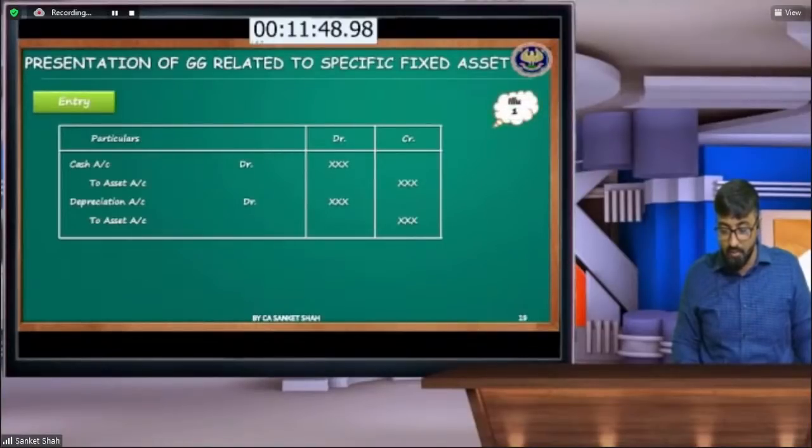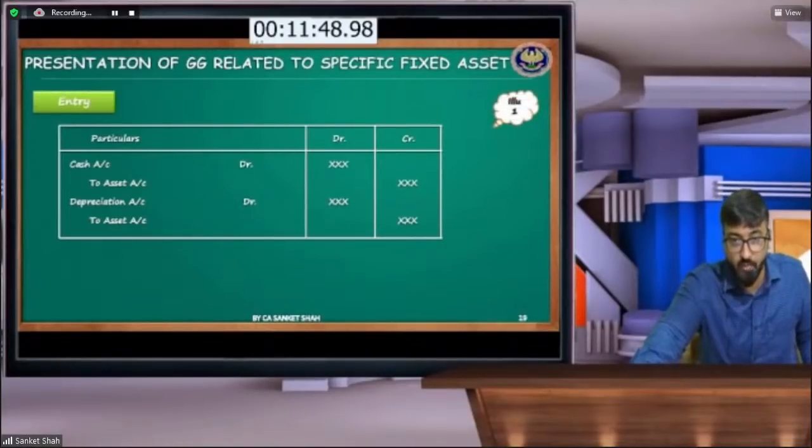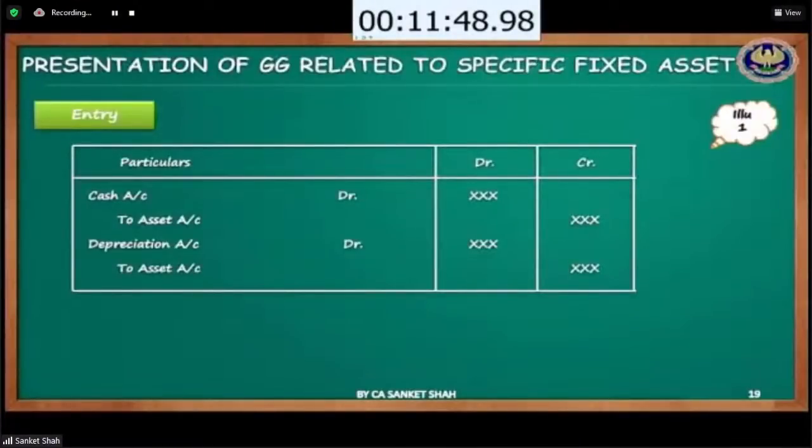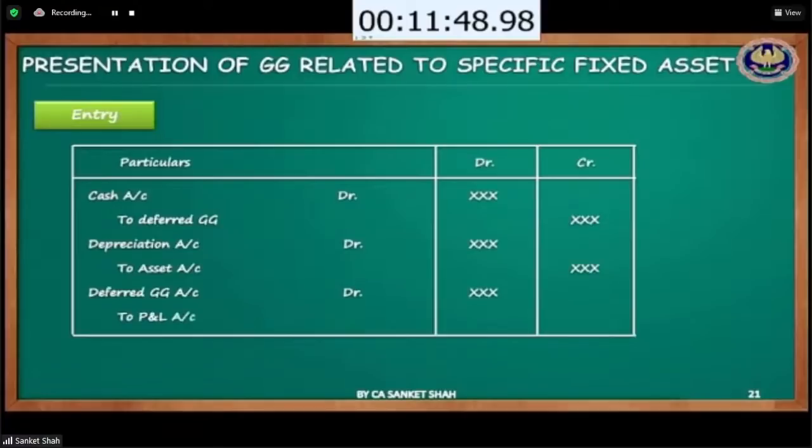Case number 1, you can take a screenshot for illustration number 1. Easy છે ના standard? For illustration number 2, you can take a screenshot. For ILU 2.